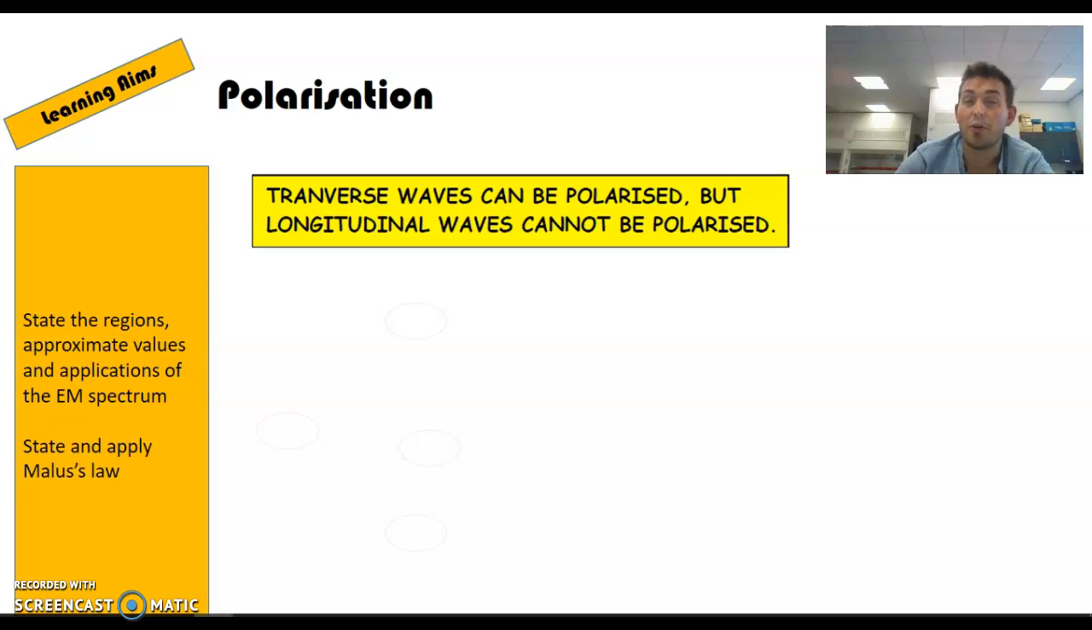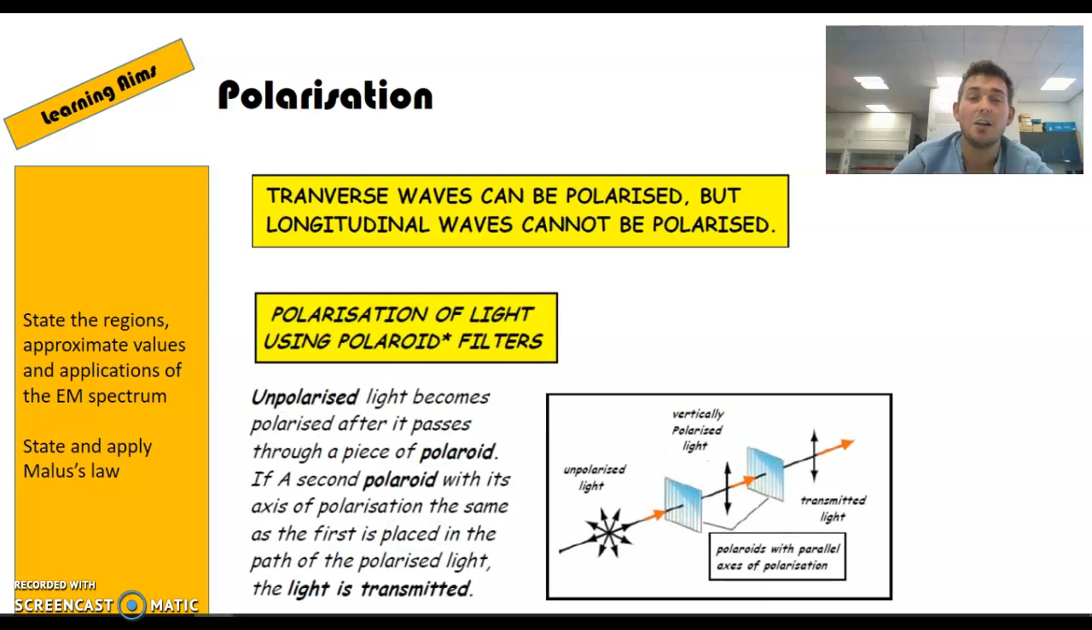Transverse waves can be polarized, but longitudinal waves cannot be polarized because their direction of vibration is in the direction of their propagation. So if we chop that off, stop them oscillating in one direction, we just stop the wave. So a polarized longitudinal wave is just a stopped wave. So we say that it can't be polarized.